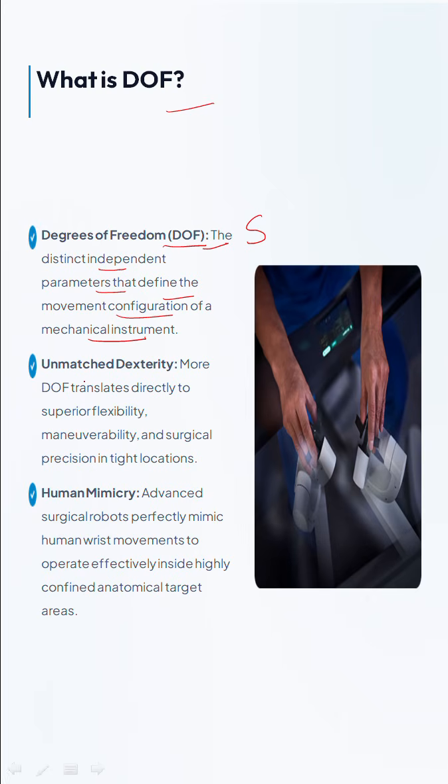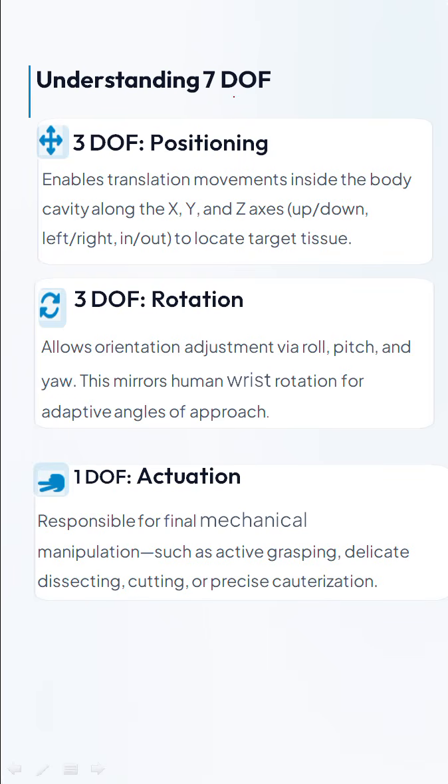Okay. So it will give unmatched dexterity. More degrees of freedom translate directly to super flexibility, maneuverability, and surgical precision in tight locations. And basically it will do human mimicry. Advanced surgical robots perfectly mimic the human wrist movements to operate effectively inside a confined anatomical target. Okay. So basically it comes with 7 degrees of freedom. Most of the surgical robots come with either 6 to 7 degrees of freedom.